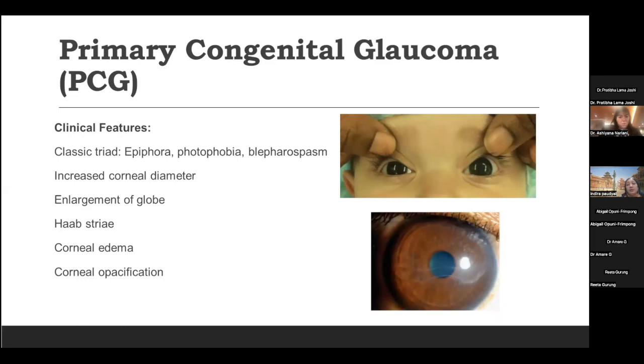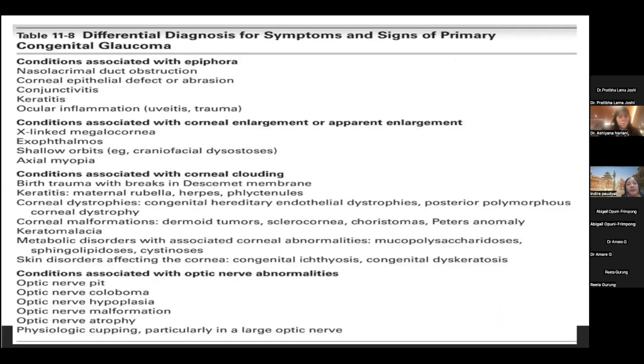So on the left, you can see an enlarged eyeball, and inferiorly, you can see Haab striae on the cornea. Clinically, the classic triad of epiphora, photophobia, and blepharospasm, with increased corneal diameter, enlarged globe, corneal edema, and corneal opacification, are commonly seen. This table shows the differential diagnosis for symptoms and signs of primary congenital glaucoma.